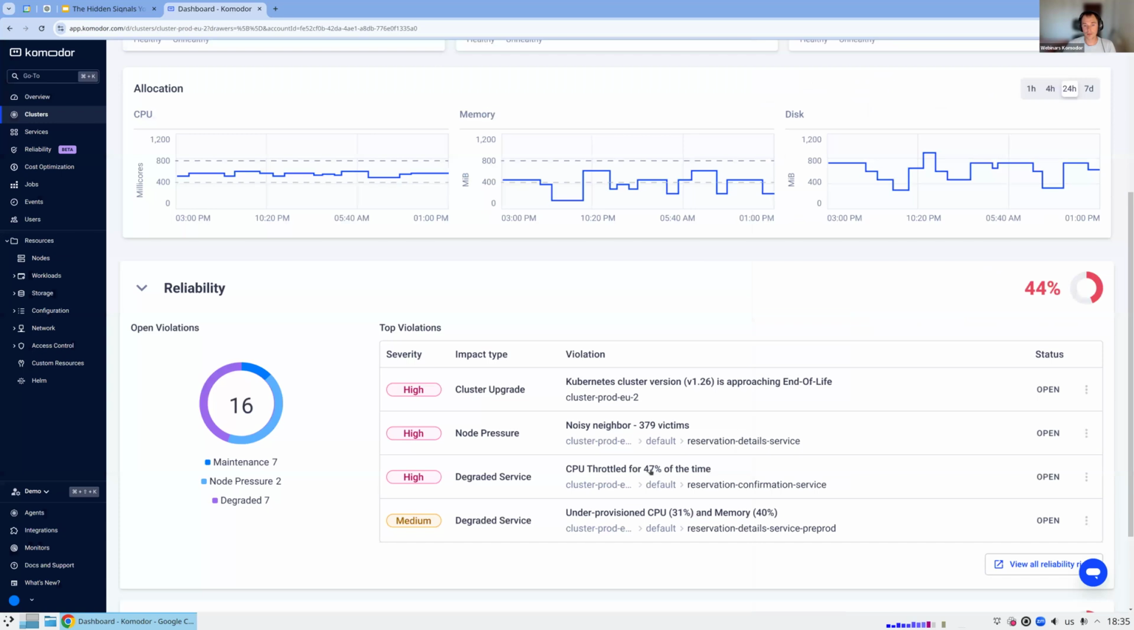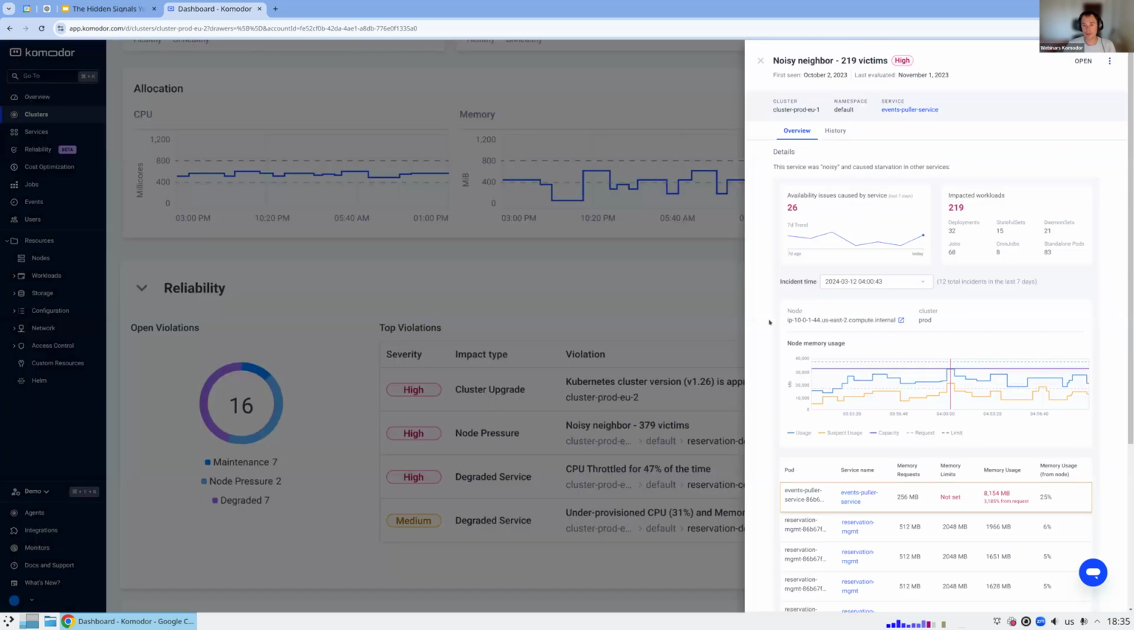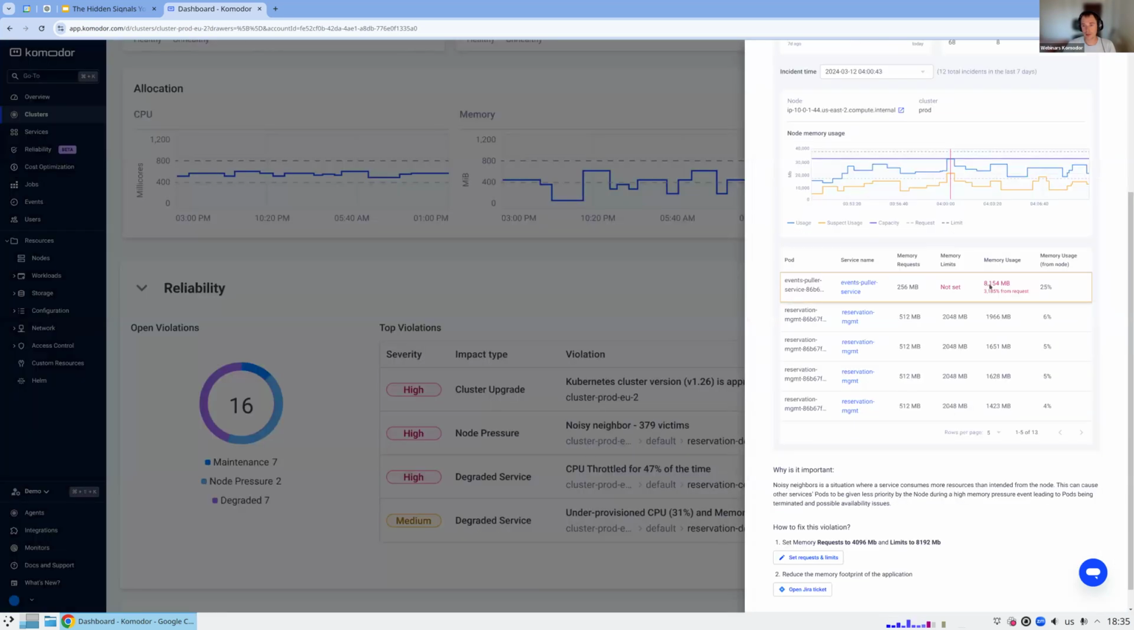Another good example would be the noisy neighbor, something that statistically shows that there is this service that pushes others out all the time. So somebody needs to talk to that service to make it maybe have stricter limits to not cause other services disruption.